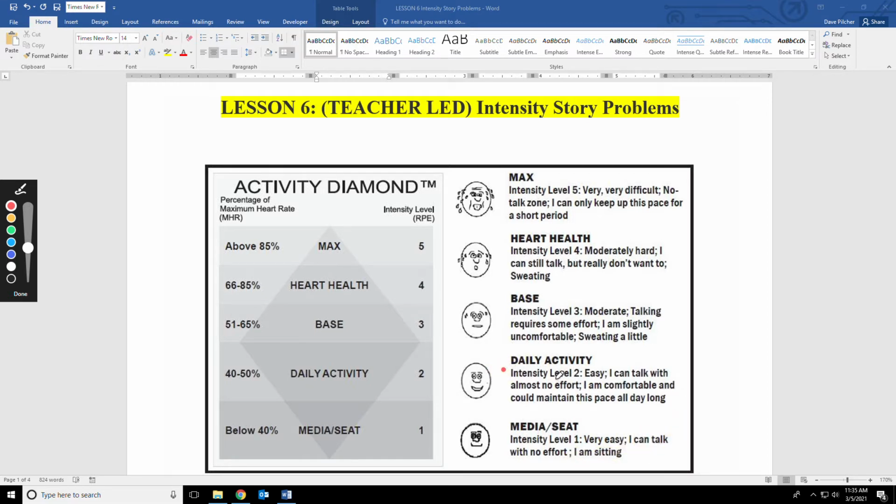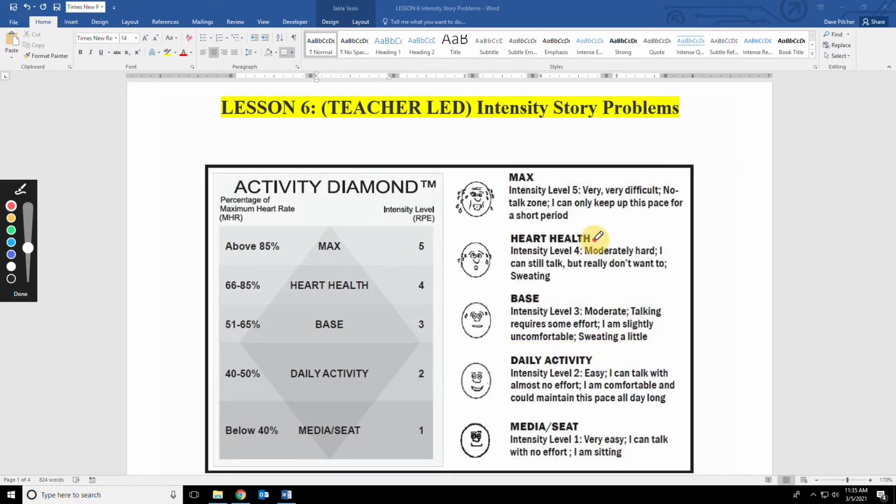Daily activity, intensity level 2, it is easy. I can talk with almost no effort, I am comfortable, and I can maintain the pace all day long. Again, daily activity: comfortable, and you can maintain the pace all day long. Base is intensity level 3. It's moderate. Talking requires some effort. You're slightly uncomfortable and you're sweating a little.